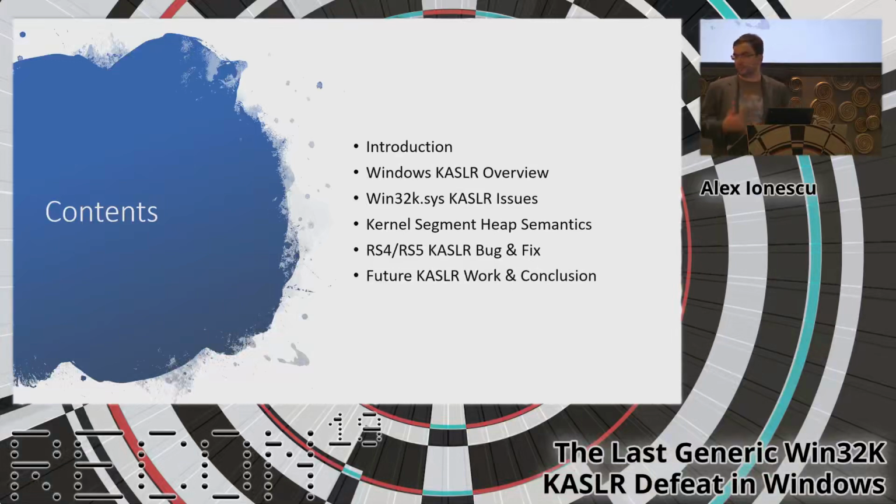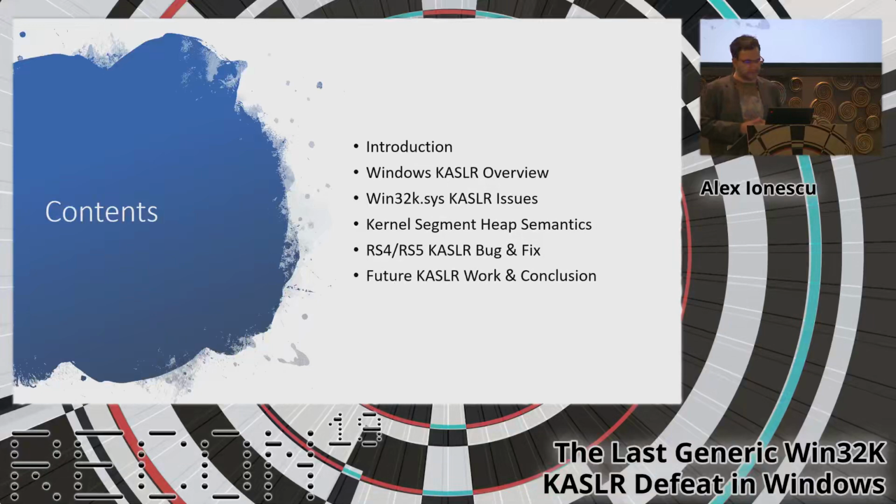I'll talk a little bit about what's changed in that component in recent versions of Windows, specifically the introduction of the kernel fixed segment heap, how that works and what it's similar to and different to. And then I'll talk specifically about the issue with the implementation as it was done in Redstone 4 and Redstone 5, aka the Spring Creators Update, aka 1803 and 1809.